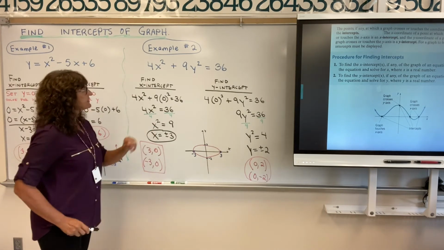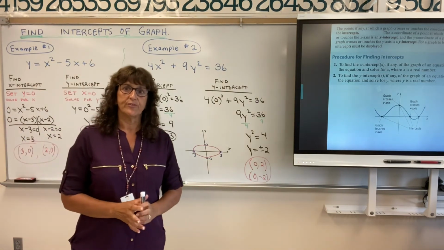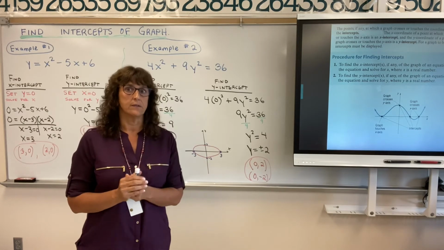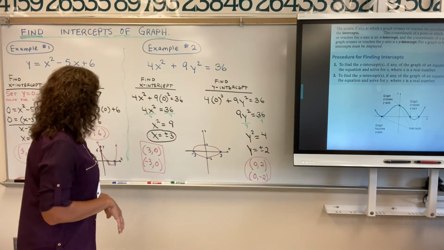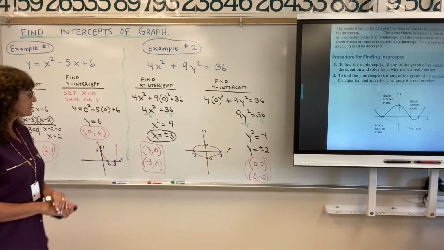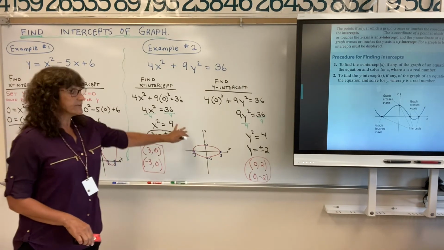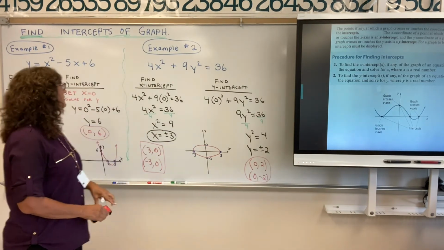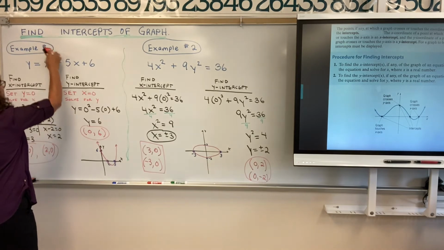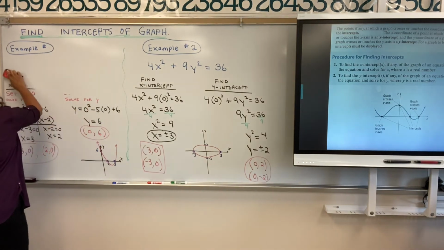So here's your second example. We've got one more example to do. We're going to find the intercepts of a radical expression next. We've got a parabola. We took care of an ellipse. Let's look at the zeros of a radical expression. So let's do example number 3.